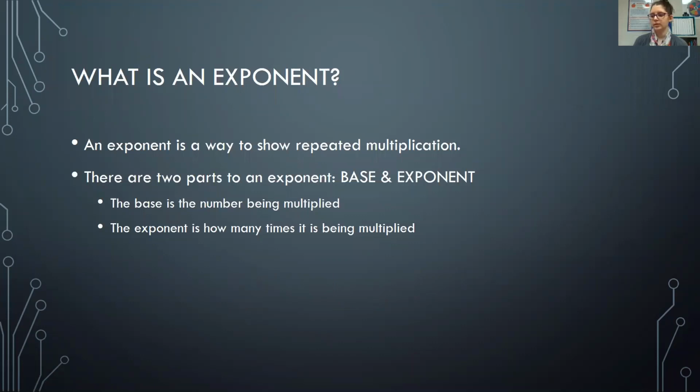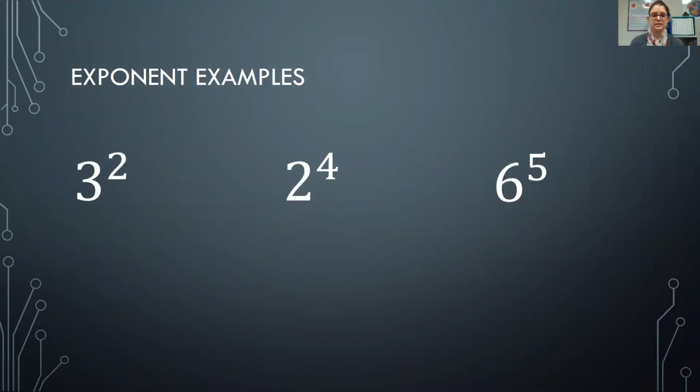So let's start by looking at a few examples of positive bases and positive exponents. So our first one is 3 to the second power. That means 3 times itself 2 times. And 3 times 3 gives us 9.